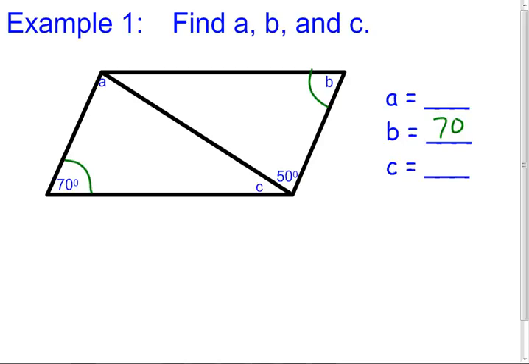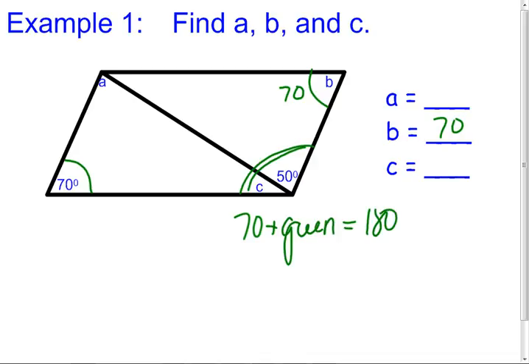Now, I can find this. If this is 70, then how big is this big angle here? Because remember, this has to add up, 70 plus the green, how about we call it the green, has to equal 180. How big is that obtuse angle? My green angle is 180 minus 70, which is 110. So if this big angle is 110, how big is angle C? Okay, Tess, how big is angle C?